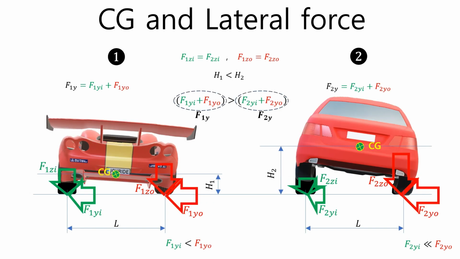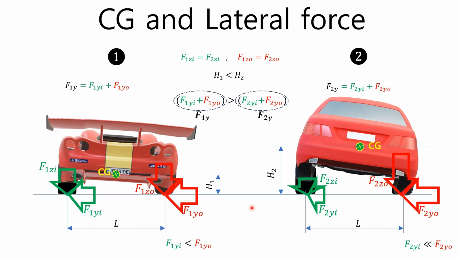To find out the relationship between the center of gravity and lateral force, let's analyze a vehicle with the same weight but a relatively lower center of gravity, and a vehicle with a relatively higher center of gravity. From the previous normal load and lateral force results, we know that as the normal force increases, the amount of increase in lateral force relative to the increase in normal force becomes smaller and smaller.